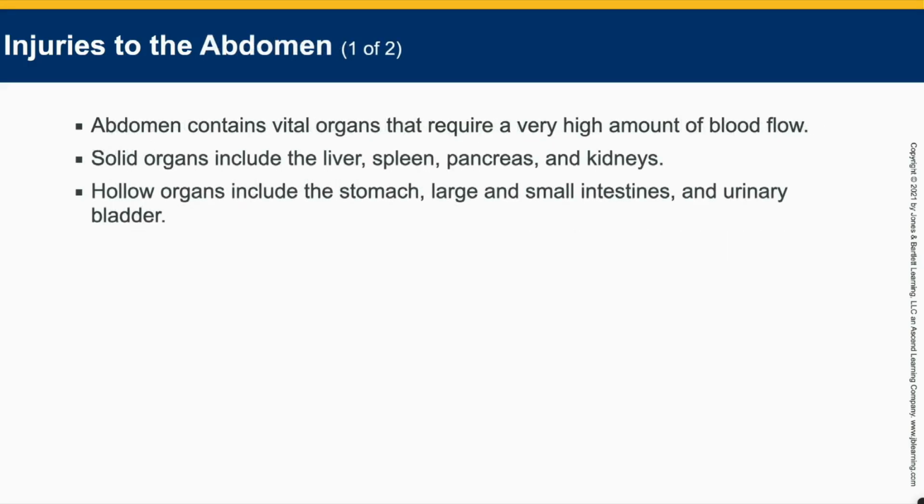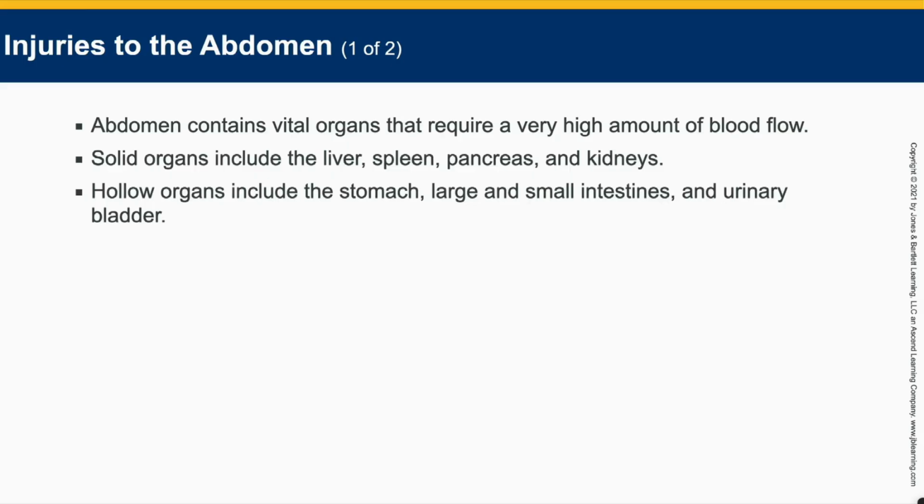Moving into abdominal injuries, this is one of the areas where things can go bad really quickly without any obvious signs. The abdomen houses multiple vital organs, and many of them require a significant amount of blood flow. So when an injury occurs, there's risk for serious internal bleeding.